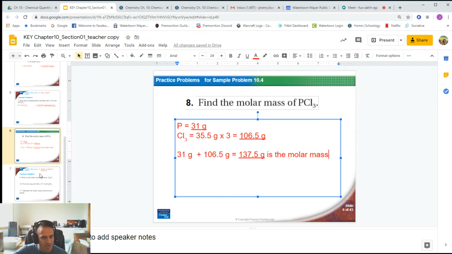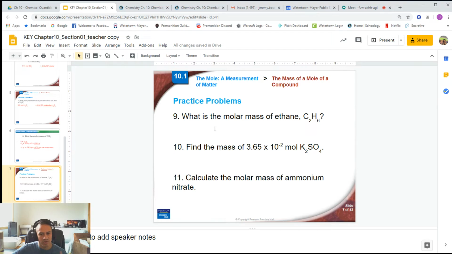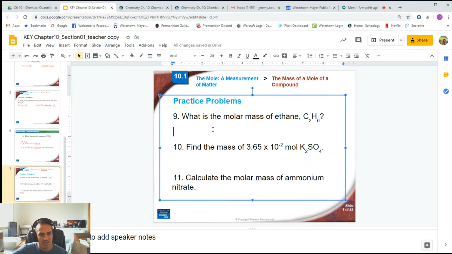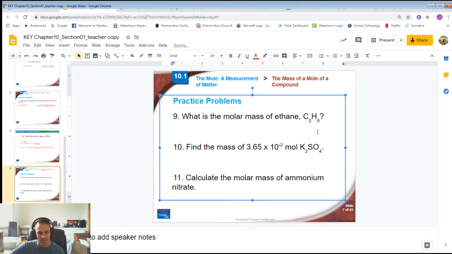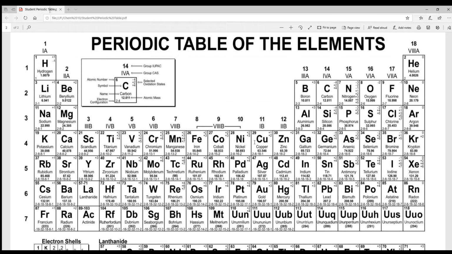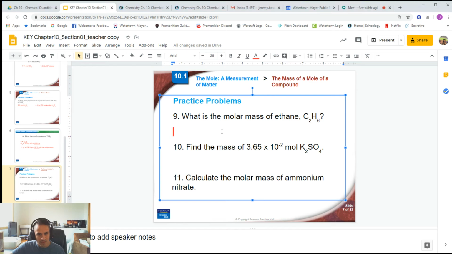All right, taking a look at number 9. What is the molar mass of ethane, C2H6? Okay, so same thing as the previous one. We're going to need to look at a periodic table. So carbon, we're going to look at our periodic table here. Carbon is over here. Carbon has a mass of, let's just say 12. And hydrogen, of course, being over here, has a mass of basically 1.